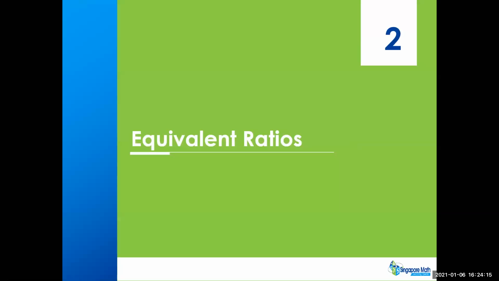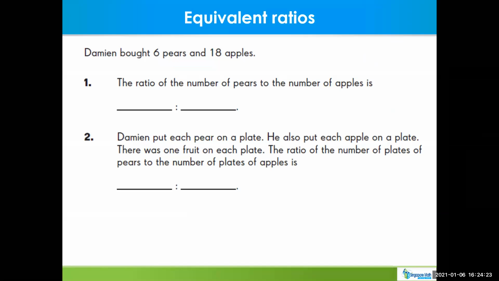Now we are working on equivalent ratios. Damien bought 6 pears and 18 apples. So the ratio of the number of pears to the number of apples is, anyone? Yes, Aditi. 1 to 3. 1 to 3, okay. That's after you simplify it, but at first you get 6:18. Well done, good.